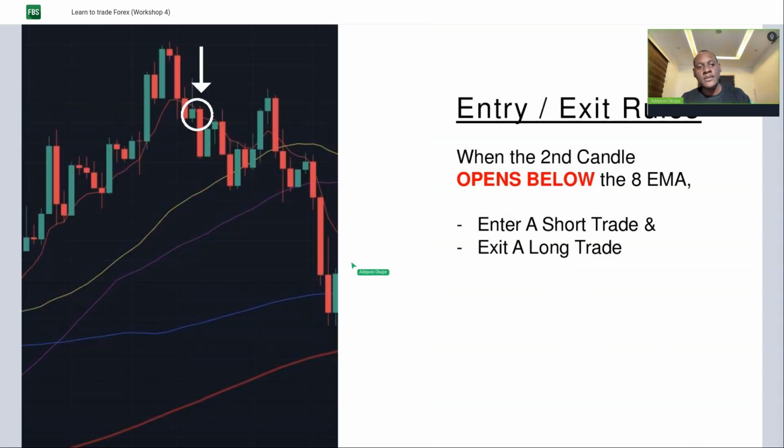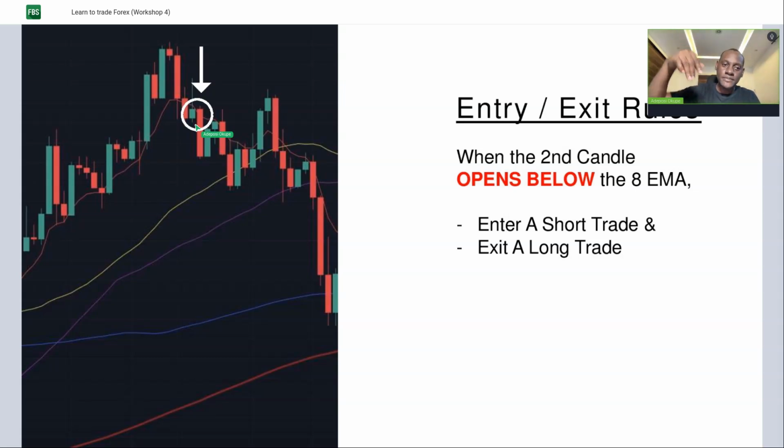On the flip side, when the second candle opens below the 8 exponential moving average, you can enter a short trade, or you can enter a sell. That means you can see how the price is hugging the moving average here. So we had a crossover, first candle here. This red is the second candle that opened below. So what do we do there?